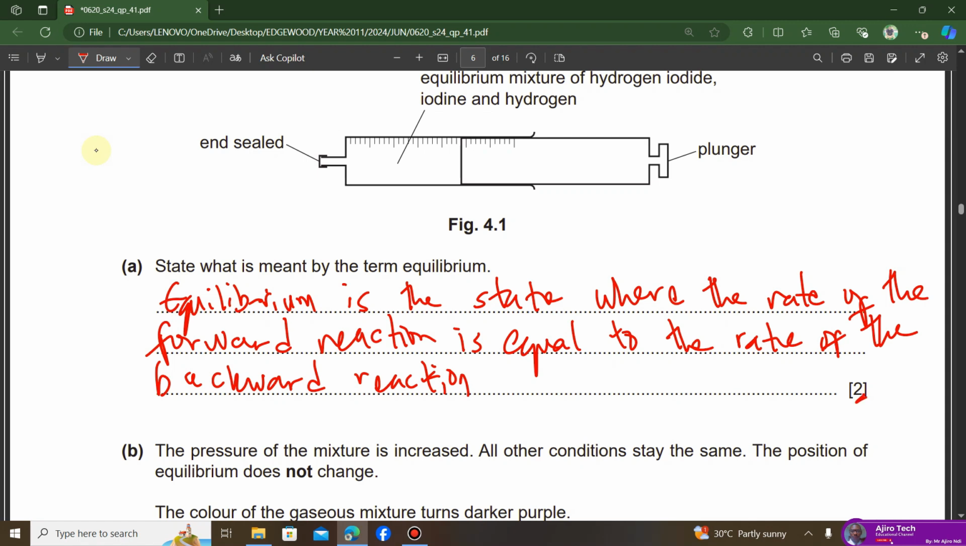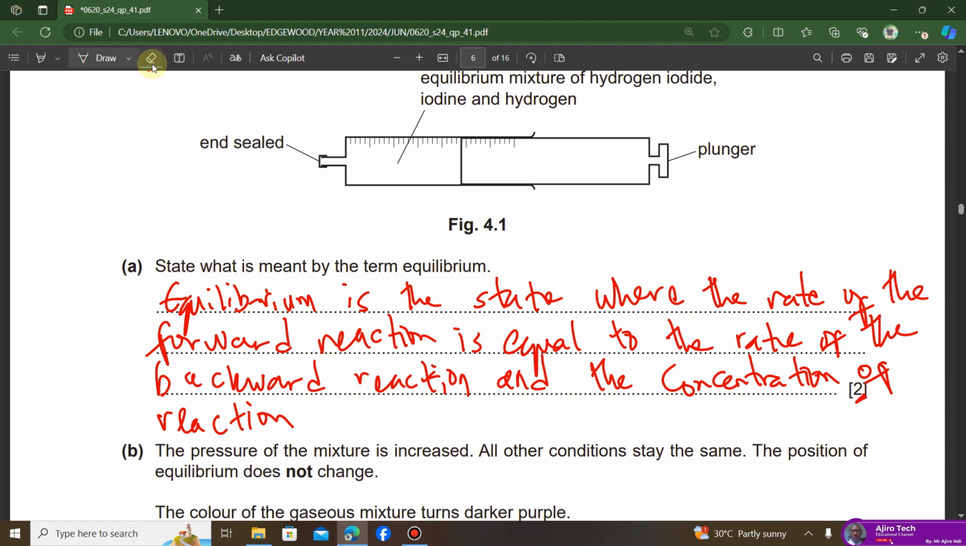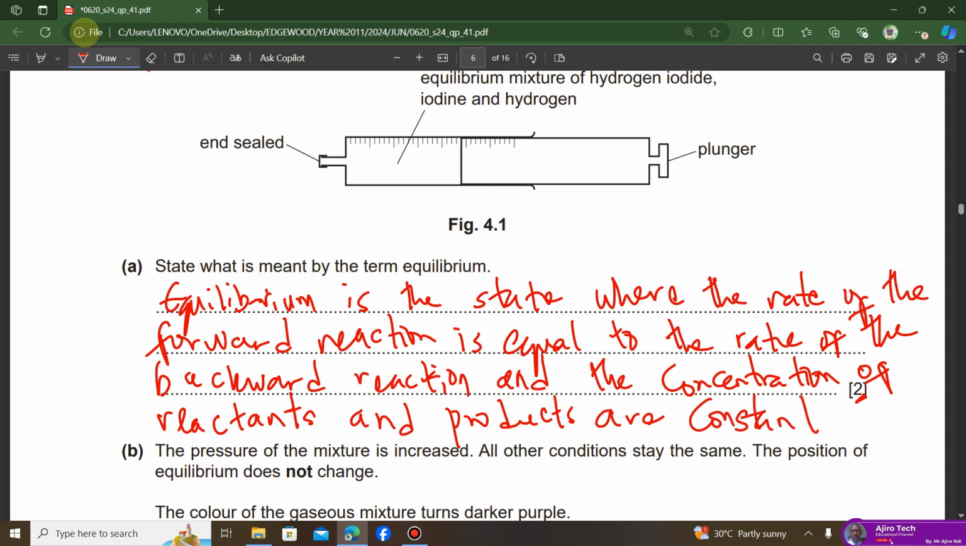Then you also need to state the second condition for equilibrium. So we're going to say, and the concentration of reactants, I have to correct this, the concentration of reactants, not reaction, and products are constant. So these are the 2 conditions for equilibrium.